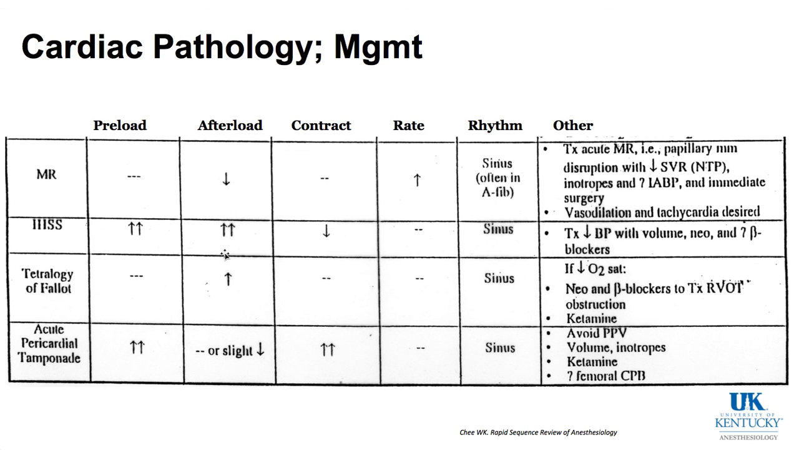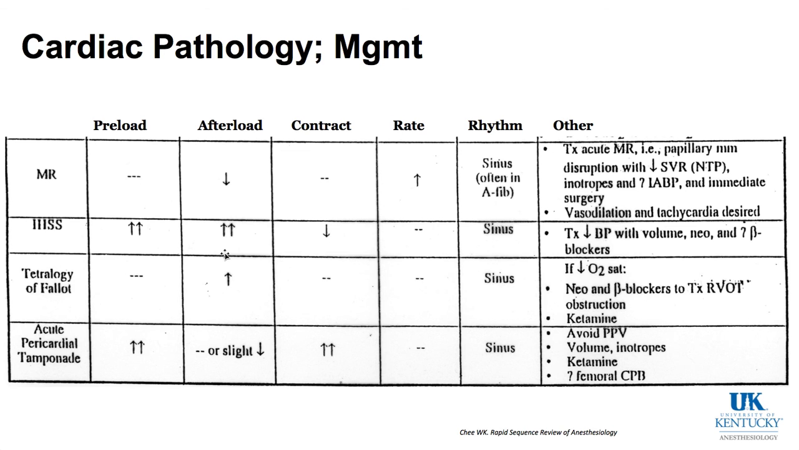We're going to have single slides on IHSS and Tetralogy of Fallot, but simplistically, IHSS is a problem with outflow tract obstruction, especially if preload goes down, if afterload goes down, or contractility goes up. So you want a patient who's vasoconstricted, who's full, and has reduced contractility, i.e. beta blockers, to reduce LV outflow tract obstruction. And if the blood pressure drops in a patient with IHSS, adjust their vascular resistance with, for example, neosynephrine, give volume, and consider beta blockers to reduce contractility.